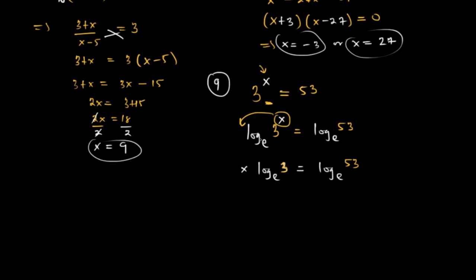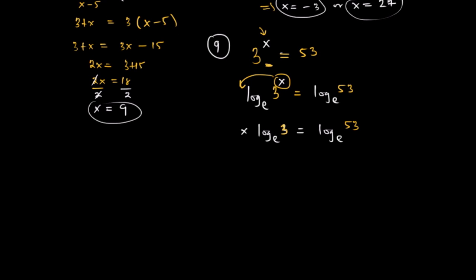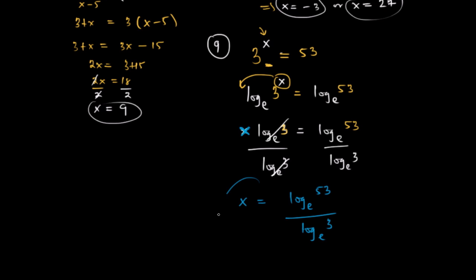The reason I took the natural logarithm is because I wanted to displace the exponent, and that was what I did by applying one of the laws of logarithm. Now this is my x, and I want to solve for x. All I need to do is divide both sides by the log of 3, so this crosses out, and my x is just going to be the log of 53 divided by the log of 3. So this is your final answer.